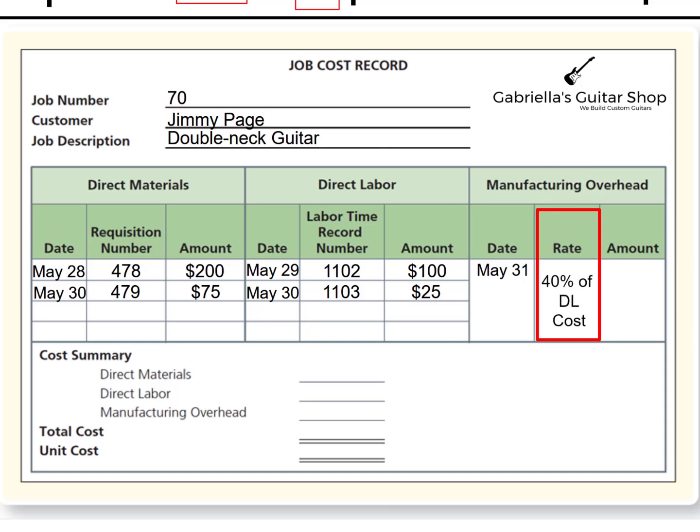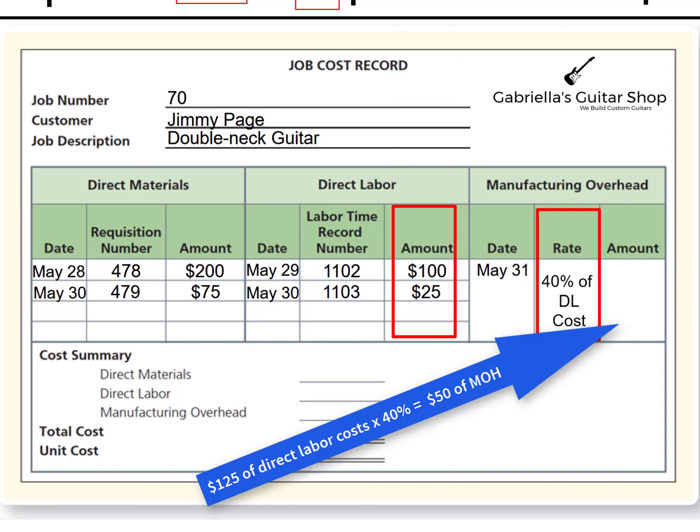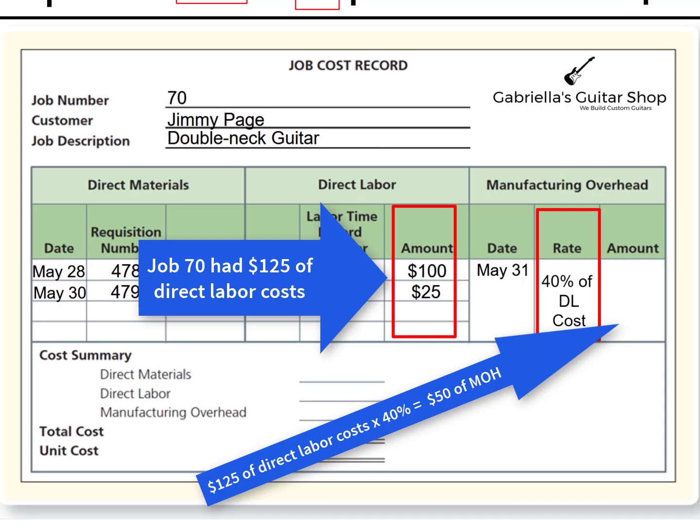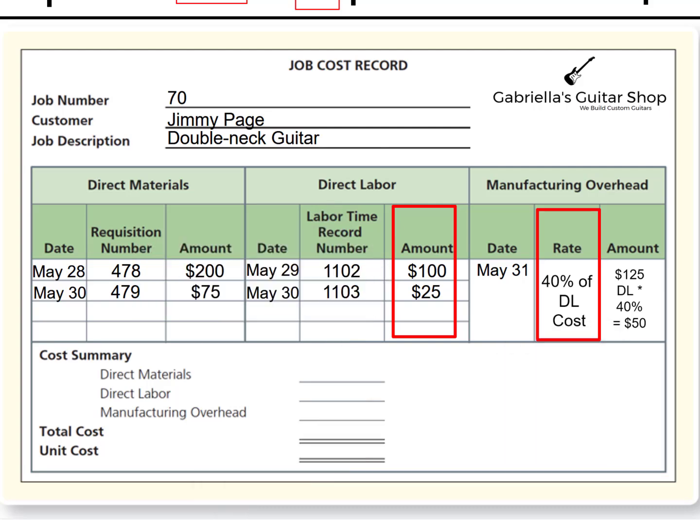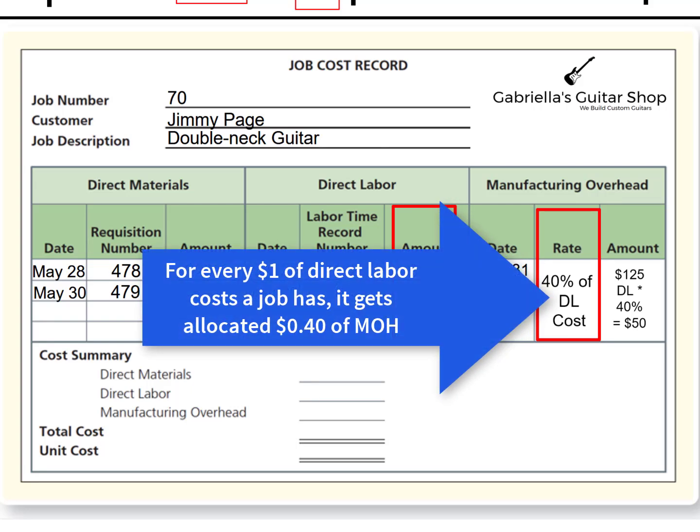What this means is we take 40% of the total direct labor costs that the job had and add that as manufacturing overhead. So it looks like job 70 had $125 of direct labor. So we take $125 of total direct labor costs for this job, multiply it by 0.40 or 40%, to get $50 of manufacturing overhead that would be allocated to this job. An alternative way to think of this is, for every dollar of direct labor cost that this job had, it would get 40 cents of manufacturing overhead assigned to it.